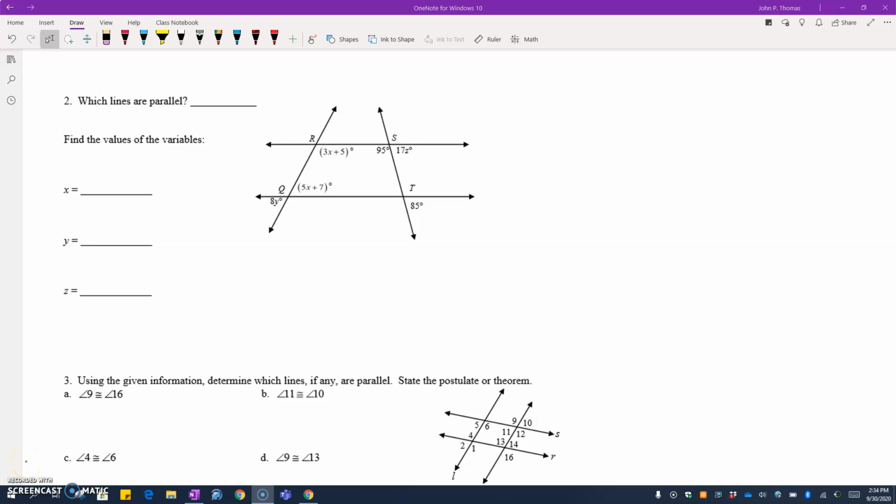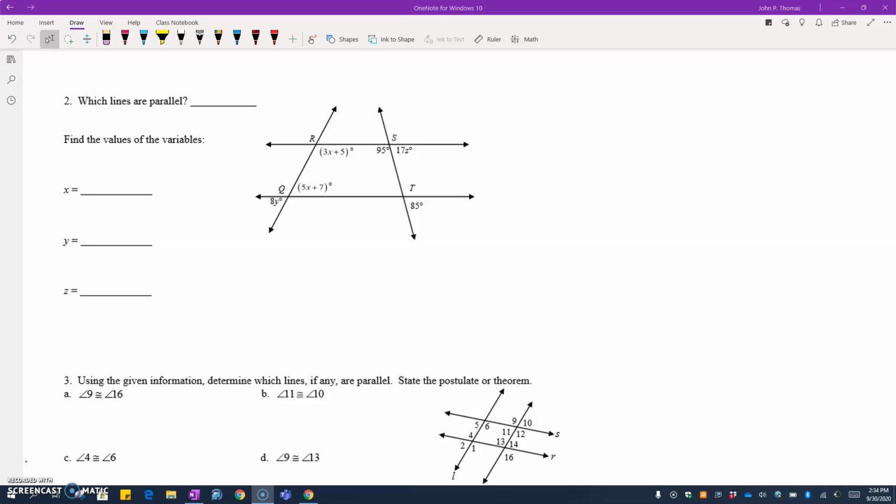All right, so let's take a look at the last couple problems from today's notes. So this first one says which lines are parallel. When I look at this, the first thing I really want to look at is seeing if I can prove two lines are parallel before I try and use anything else. Don't just trust the diagram.